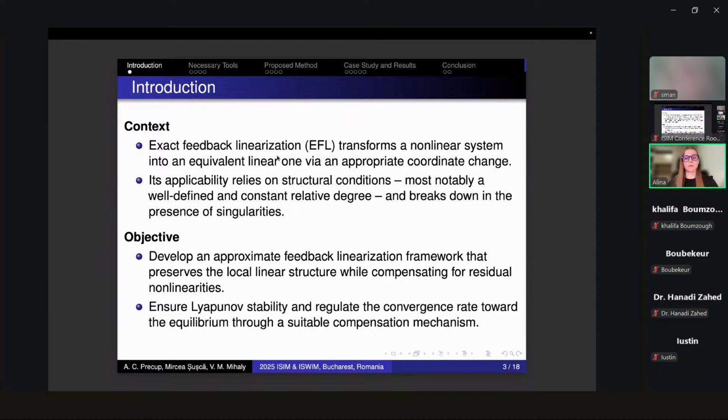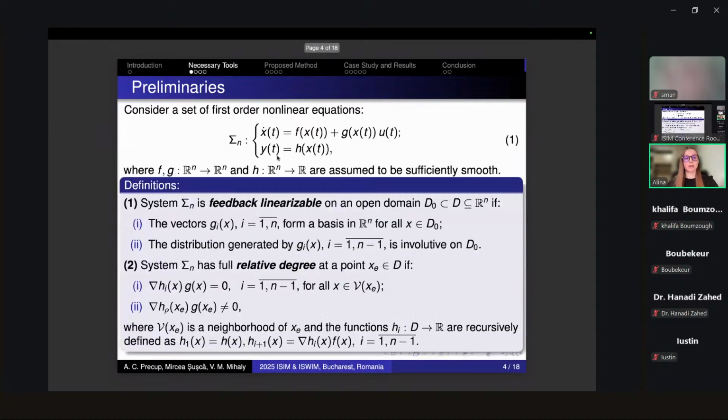At the same time, we want to guarantee Lyapunov stability and be able to tune the convergence rate of the trajectories toward the equilibrium. Now I'll introduce the basic setting. We consider a set of first-order nonlinear equations written in 1. We recall two classical notions.